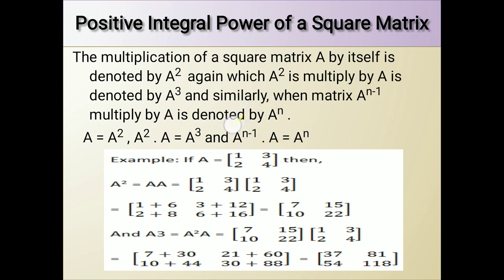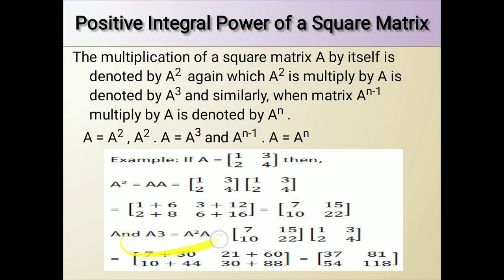Okay, example, matrix A is given. This is called positive integral power, that means the power is positive. Suppose matrix A has elements 1, 2, 3, 4. So A square will be [1, 2; 3, 4] into [1, 2; 3, 4]. Then you will get the result as 7, 10, 15 and 22.